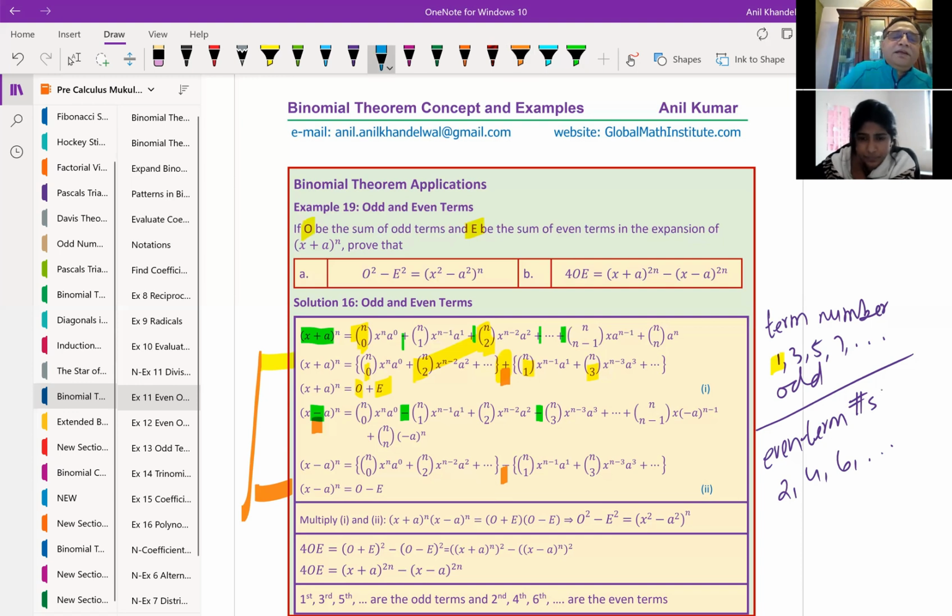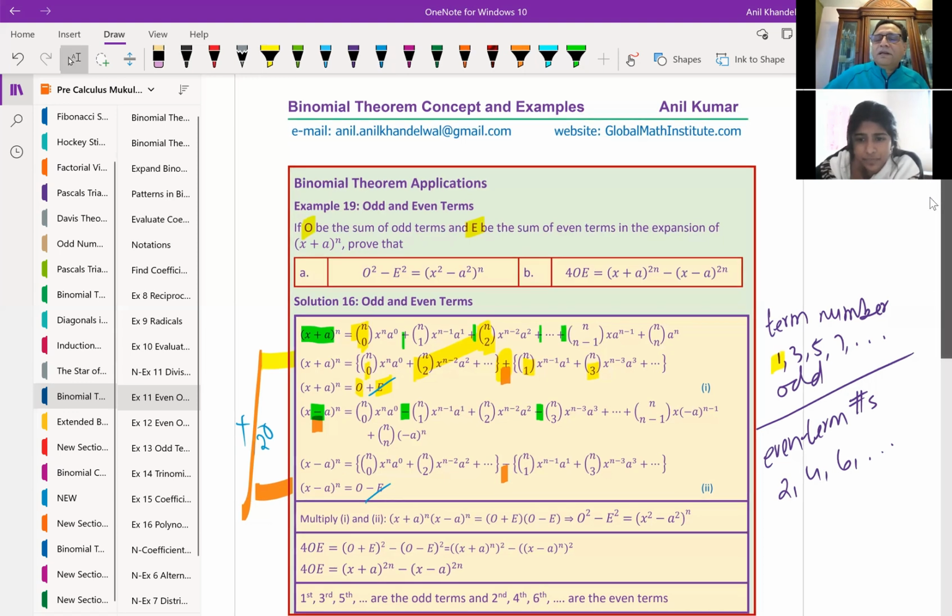If I add, in that case, these will cancel, correct? And you get twice the odd terms, right? Twice the odd terms. However, if you subtract, odd terms will cancel and you get twice the even terms. Simple as that. Clear?